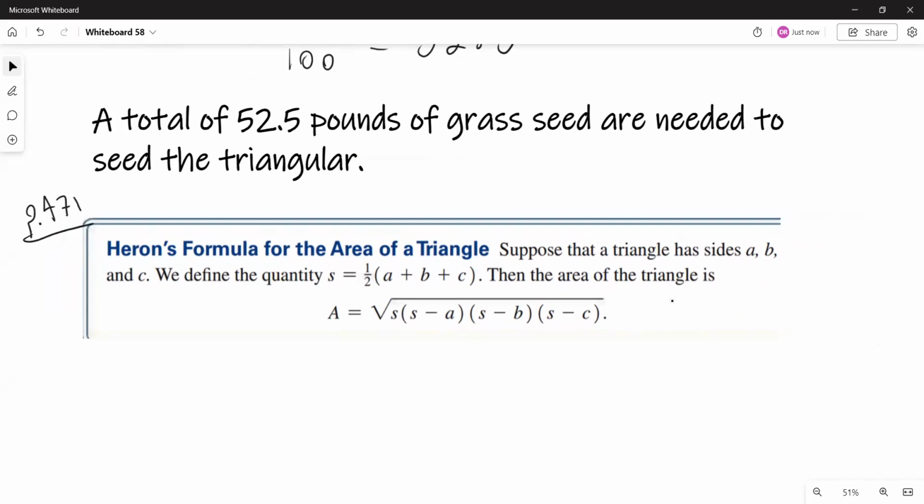Okay, suppose that a triangle has sides A, B, and C. We define the quantity S equals 1/2 times A plus B plus C. And the area of the triangle is going to be the square root of S times S minus A times S minus B times S minus C.